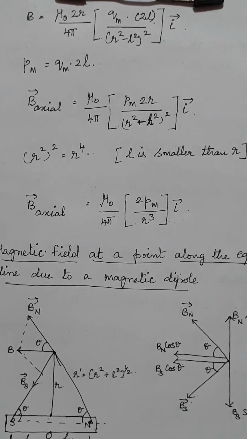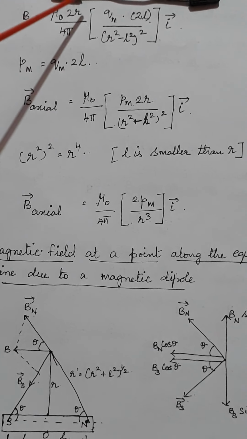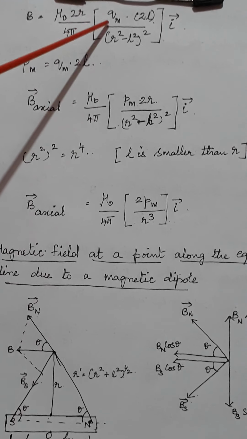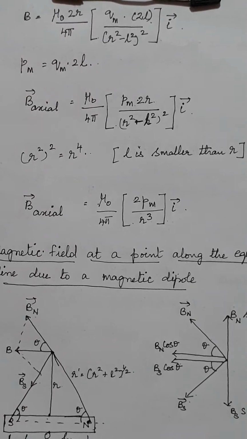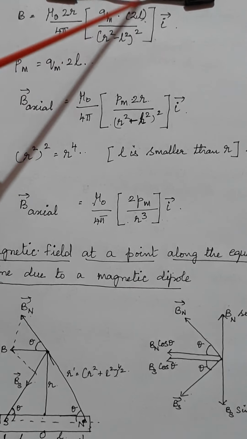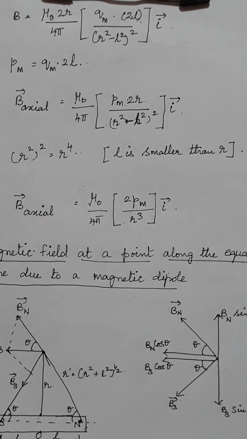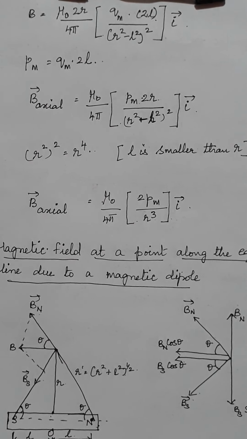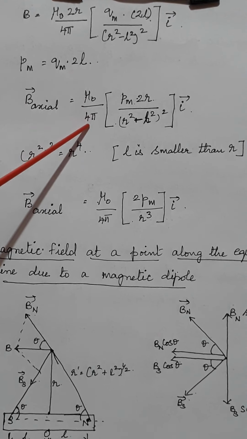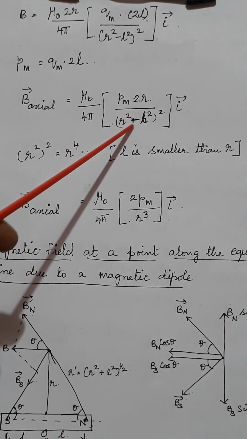Because of that, you take this 2r outside and Qm inside, so that I can convert this in terms of the magnetic moment. The moment is given by Qm into 2L. So in this place I am going to rewrite it as Pm, that is the magnetic moment. So B axial will be equal to mu naught by 4 pi Pm 2r by r square minus L square the whole square.